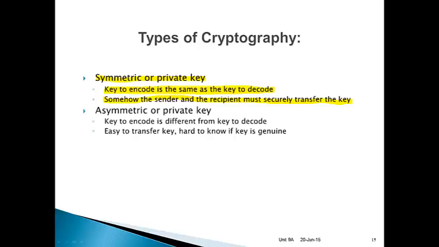Now let's look at asymmetric or private key. This is a relatively newer one. It first became public knowledge in the 1970s, though various spy agencies claim they knew about it for decades before. In this case, the key to encode is different from the key to decode. So it's easy to transfer the key. If you want somebody to send you a secret message, you just give them the encoding key. Anyone else can have that encoding key too, but they can't decode the message using that key. You need something totally different to decode, and only you have that.